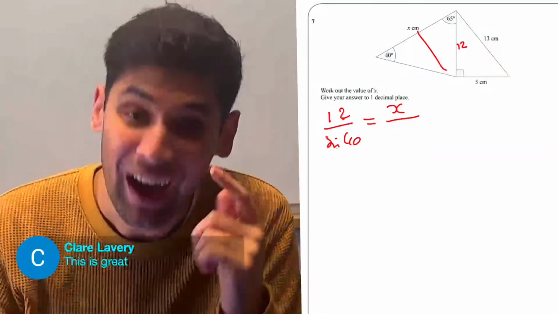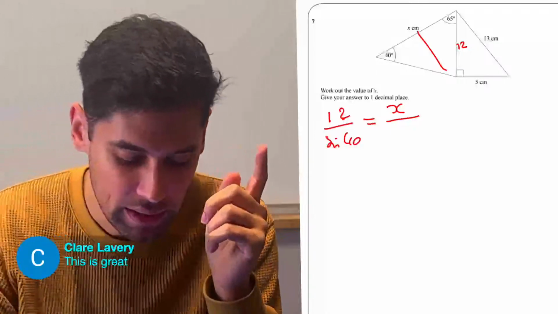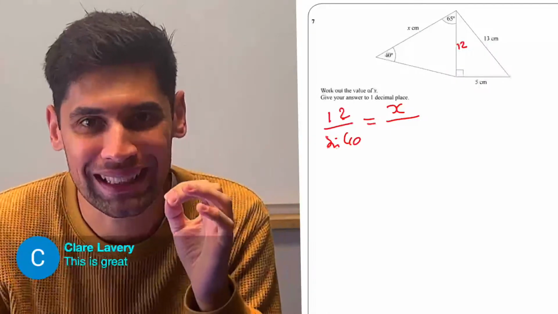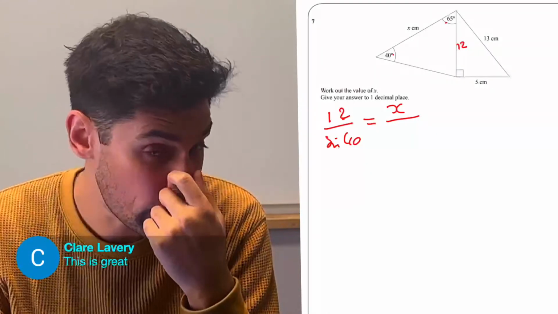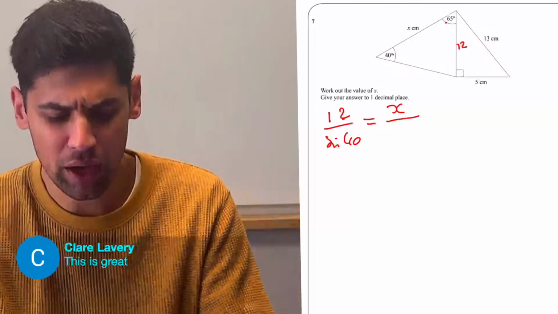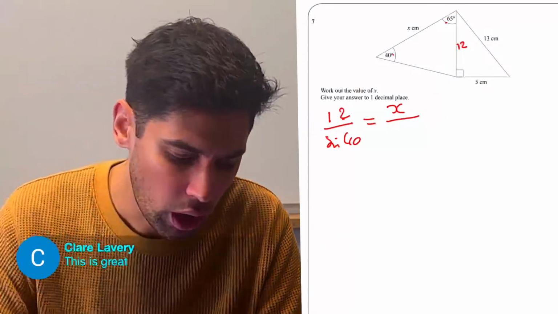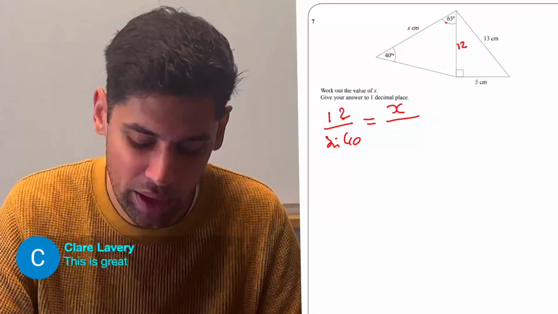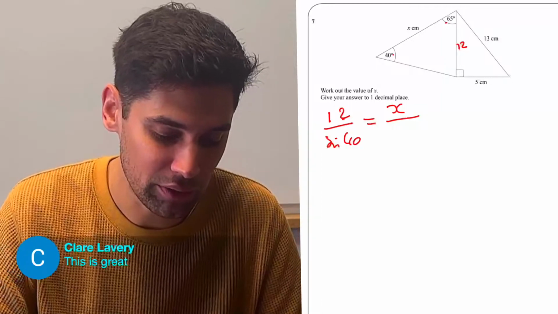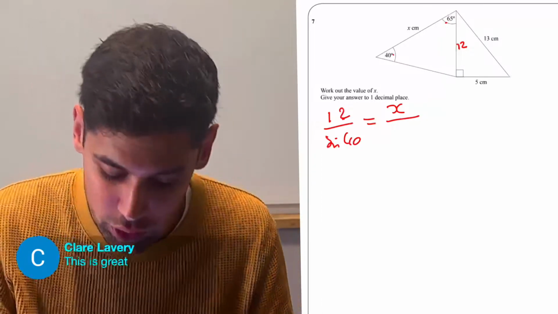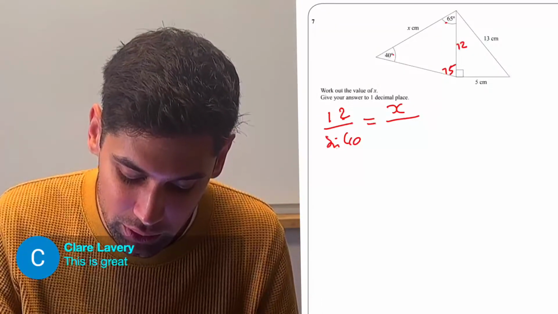Unless we remember that angles in a triangle add up to 180, and we know two of the angles in the triangle. So we can easily work out the third angle, right? So 180, take away 40, take away 65 equals 75. So we know this is 75.